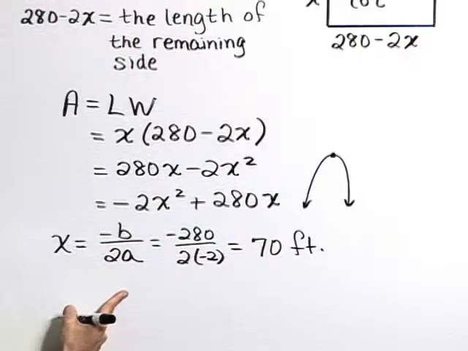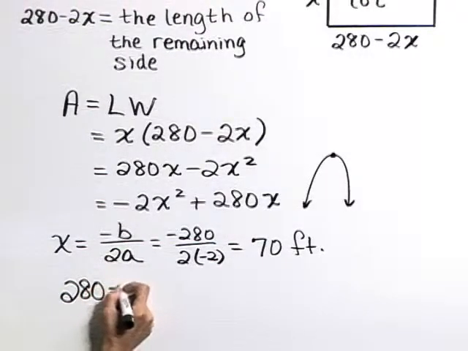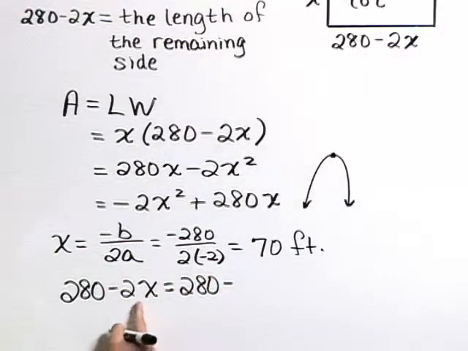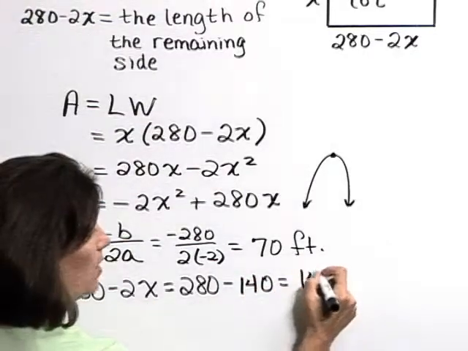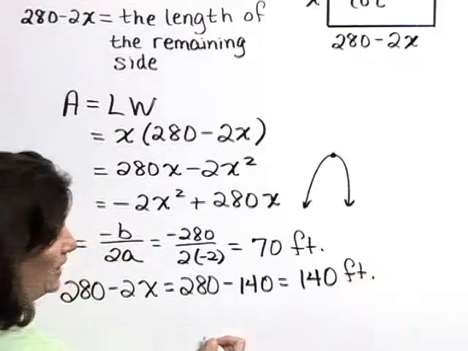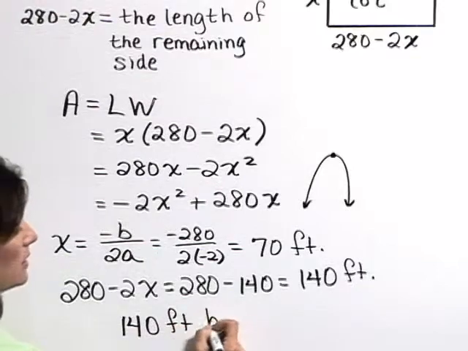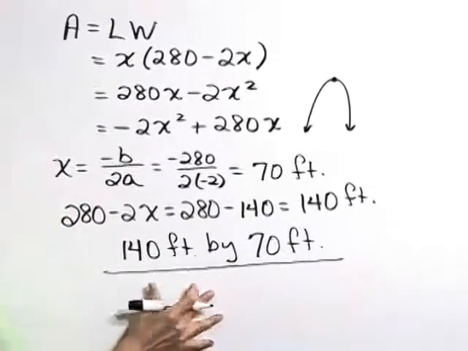Now, if x is 70 feet, then our other dimension was given by 280 minus 2x. That's 280 minus 2 times 70, 140, or 140 feet. So our dimensions that are going to maximize the area are that lot should be 140 feet by 70 feet.